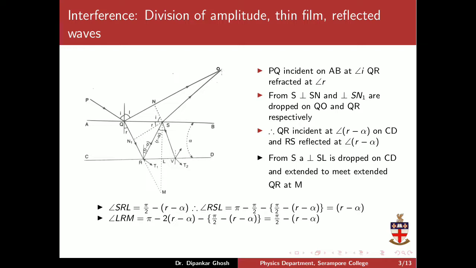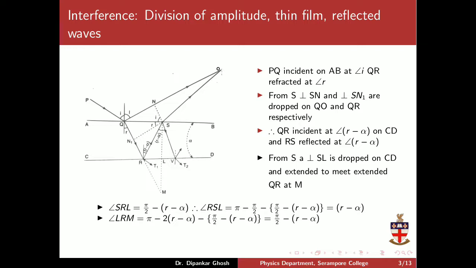So angle LRM, what would this be? If you check out, you will find angle LRM is nothing but pi minus 2(r minus alpha). Why 2(r minus alpha)? Can you tell me why?